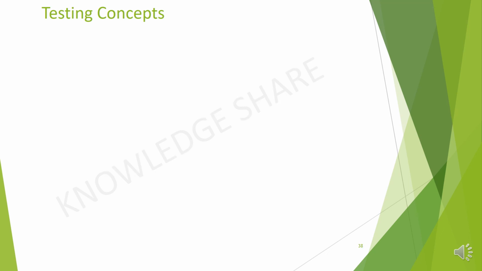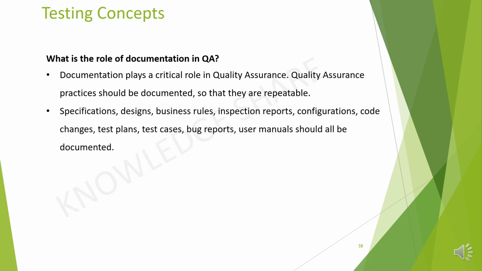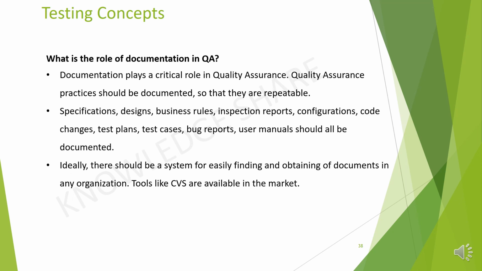Next question. The role of documentation in QA. Documentation plays a critical role in quality assurance. Quality assurance practices should be documented so that they are repeatable. Specifications, designs, business rules, inspection reports, configurations, code changes, test plans, test cases, bug reports, and user manuals should all be documented. Ideally, there should be a system for easily finding and obtaining of documents in any organization. Tools like CVS are available in the market.